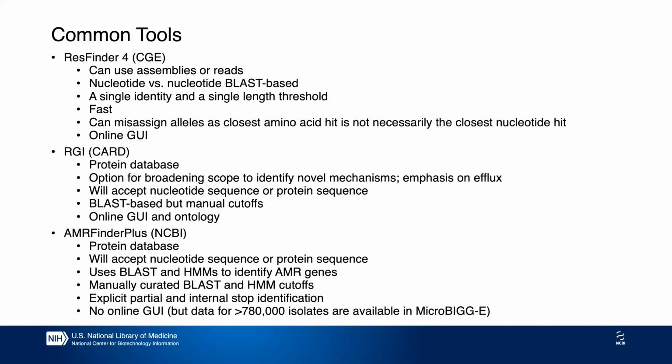AMRFinderPlus, I'll talk about it in more detail. Just as an example, I needed to pick one, and in the interest of time, I picked the one that I know best. It uses a protein database. So even if you use nucleotide sequence, we're doing a translated BLAST. It will accept nucleotide sequence or protein sequence, but the database is based on proteins. It uses a hybrid approach of BLAST and HMMs. The cutoffs are manually curated. There is explicit partial and internal stop identification within genes, so we'll report that has happened.